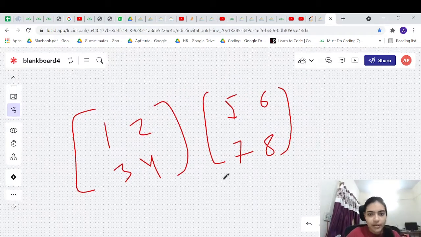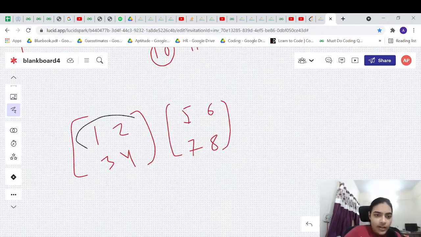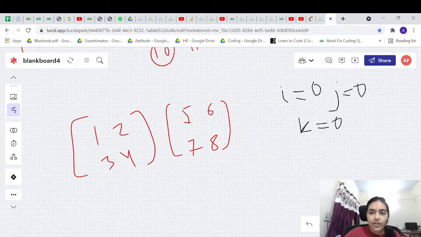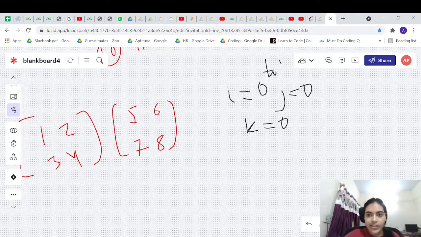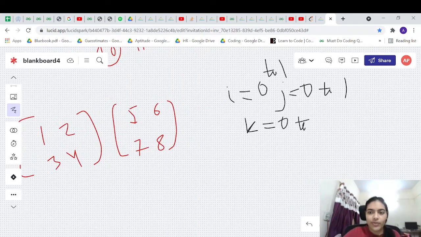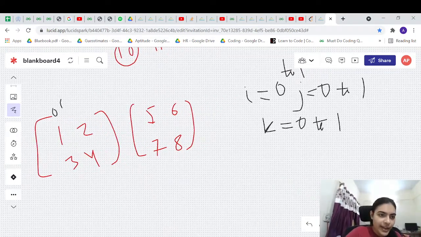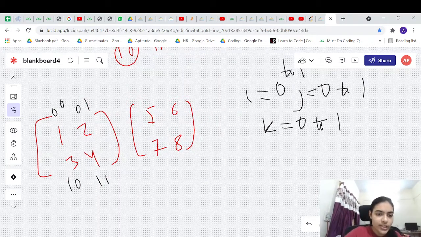It's very simple. Take i equal to 0, j equal to 0, k equal to 0 initially. i will range from 0 to 1, j will range from 0 to 1, k will range from 0 to 1, because in this case all our matrices are 2 by 2 into 2 by 2. This is 0 0, this is 0 1, this is 1 0, this is 1 1.